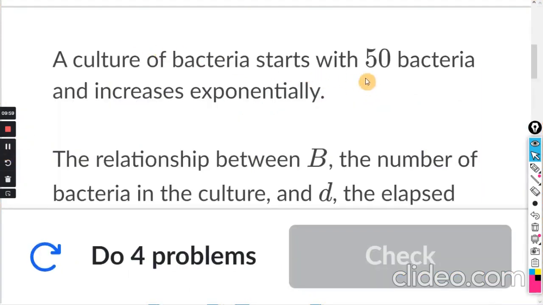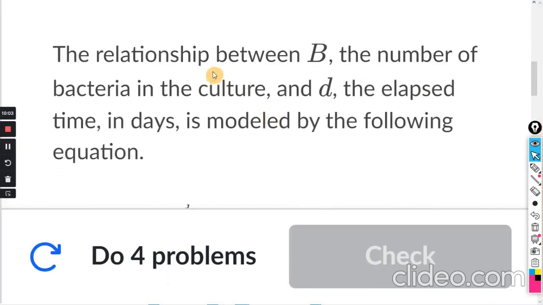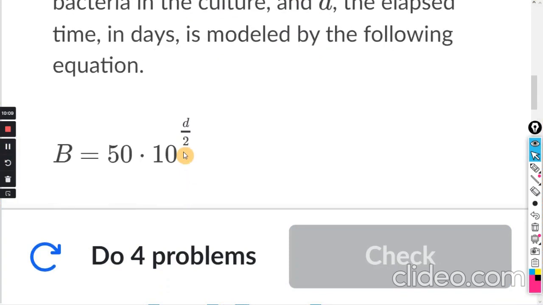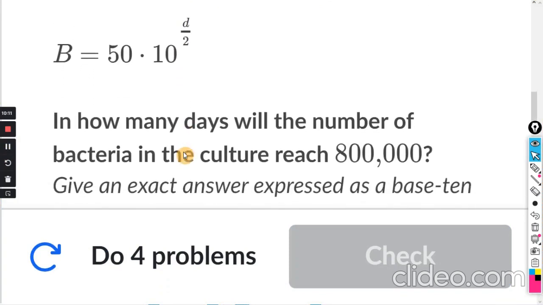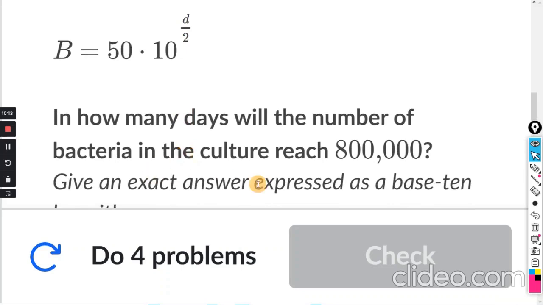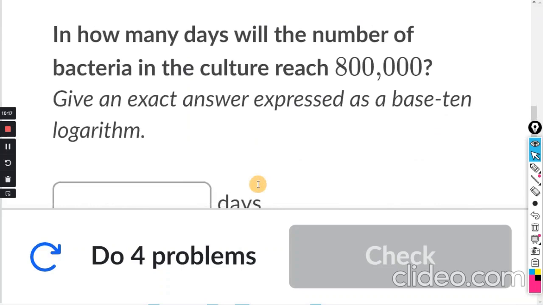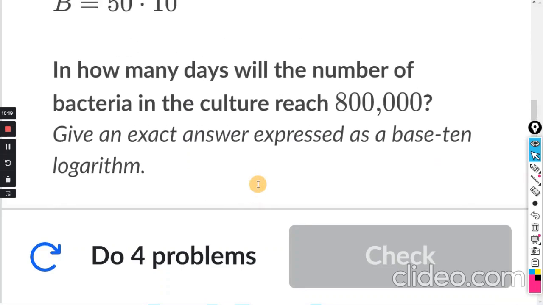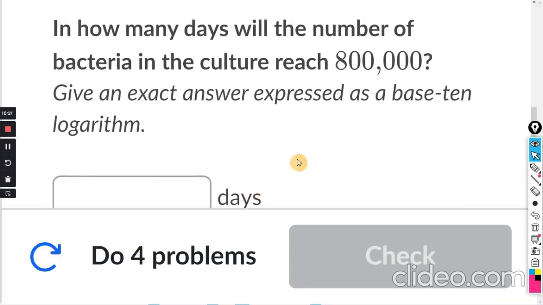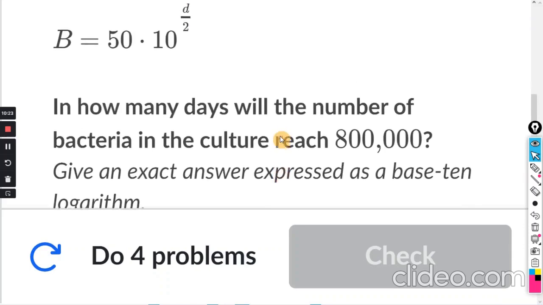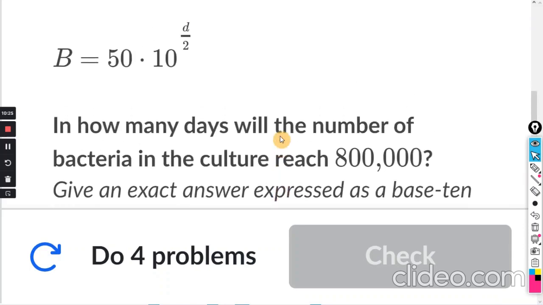The culture of bacteria starts with 50 and increases exponentially. The relationship between B, the bacteria in the culture, and D, the time in days, is modeled by this equation. And how many days will the number of bacteria reach 800,000? Give an exact answer expressed as a base 10 logarithm. Okay, so we're not going to have an actual number for the answer. Our answer is going to be in terms of log.